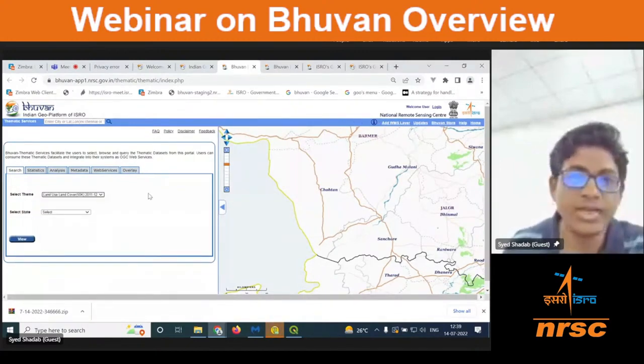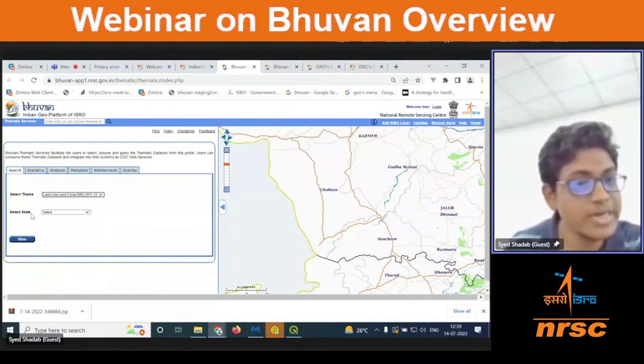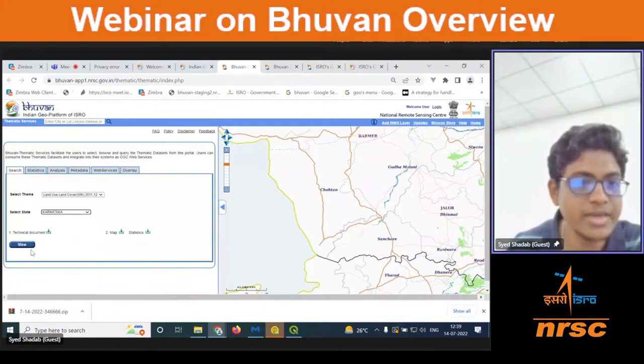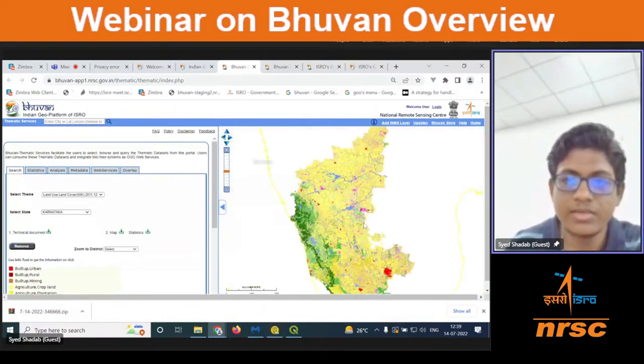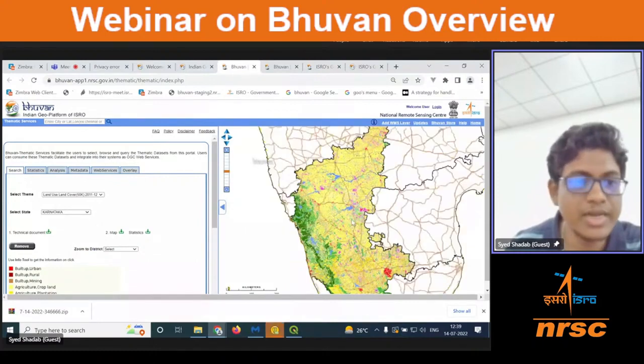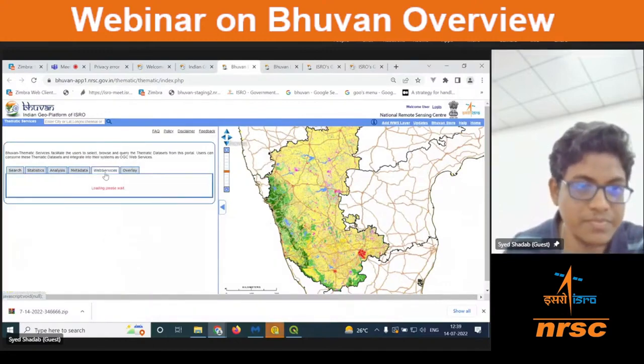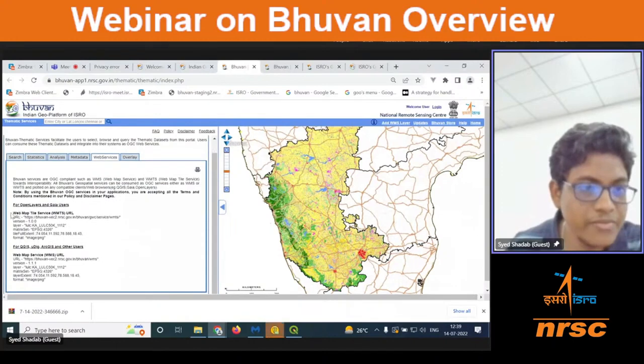Suppose I am selecting land use land cover 50K, 11 and 12. Once I select that, I have to select a state. I'm selecting Karnataka, and I will click on View. So this Karnataka land use land cover map will come along with the legend. You can see here. Then I have to directly go to web services. Here we are providing a web map tile service URL and a web map service URL. We will use the web map tile service URL because it is cached, so it will be faster.